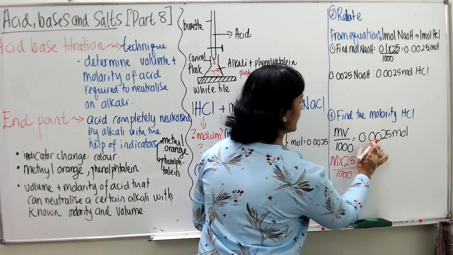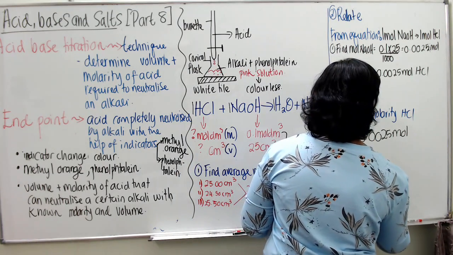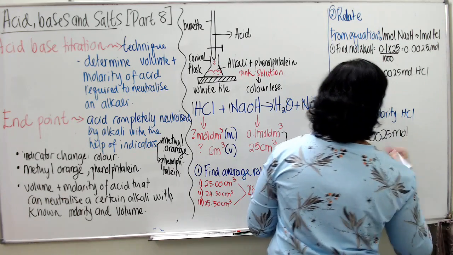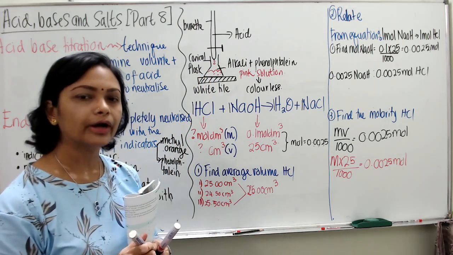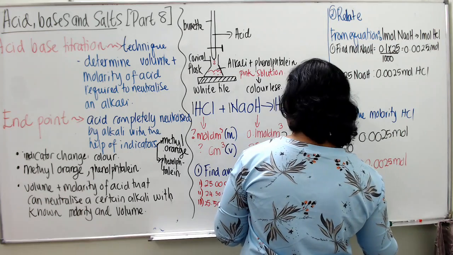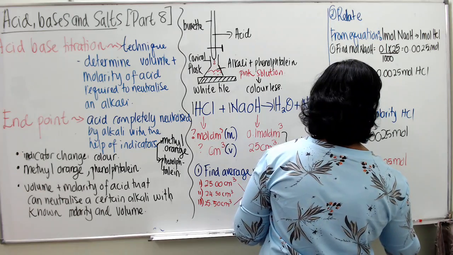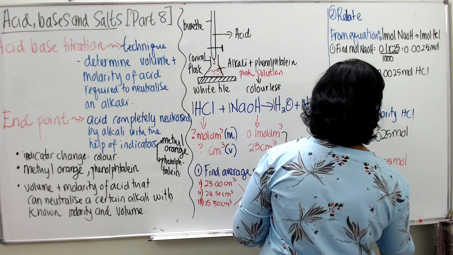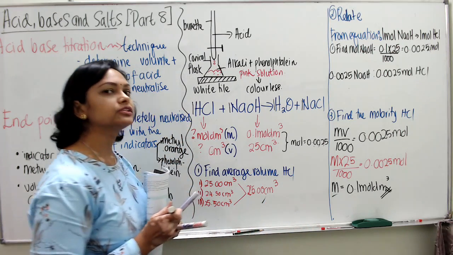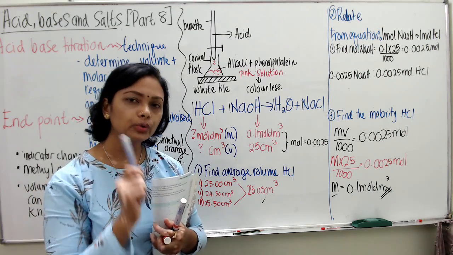and you have already managed to find the mole of hydrochloric acid needed, which is 0.0025 mole. So you will find that M is equivalent to 0.1 mole dm cube. This is the amount of molarity. This is the amount of acid that is used in order to reach the endpoint and neutralize sodium hydroxide.